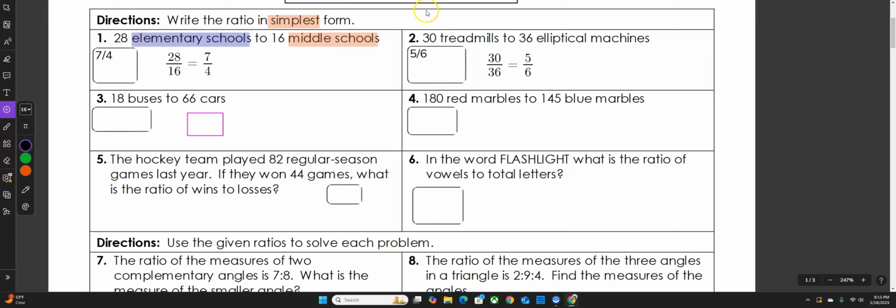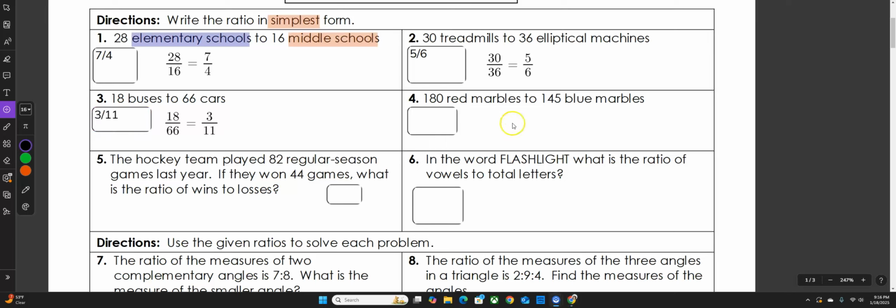Number 3 gives us 18 buses to 66 cars. And again, these numbers are both divisible by 6. So that's going to give us 18 divided by 6 is 3, and 66 divided by 6 is 11. So that means our simplified ratio for 18 buses to 66 cars is 3 over 11.